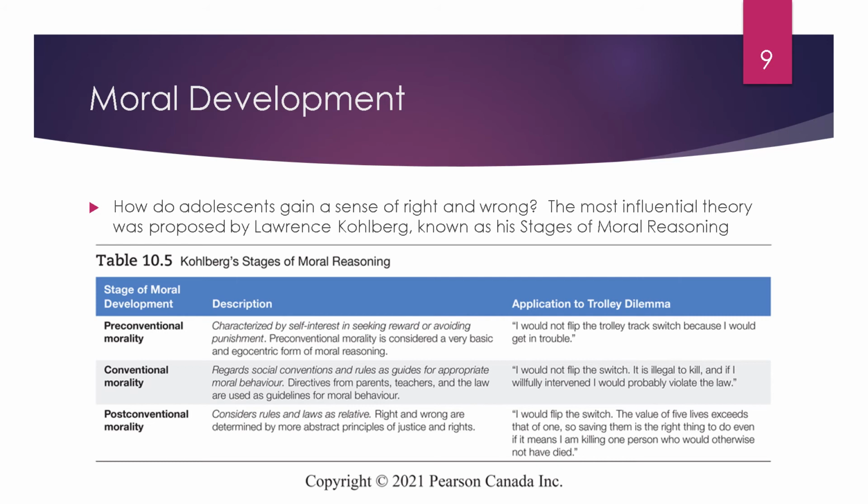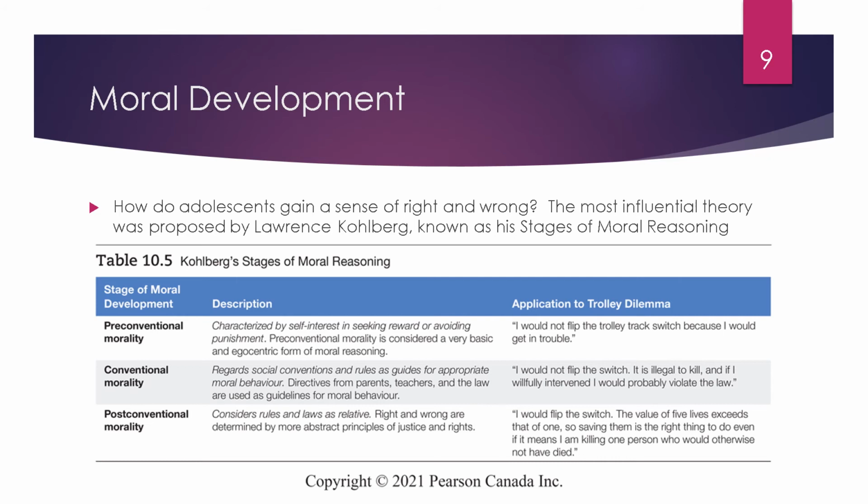So somebody who's in that conventional stage of morality would probably say, I would not flip the switch. It's illegal to kill, and if I willfully intervened, I would probably violate the law. So it's no longer about, I don't want to do it because I'll get in trouble, simply focusing on the self. This one does involve a bit more logic and reasoning, but it still tends to err towards what's socially considered acceptable. So I wouldn't do it because I might be breaking a law, and then I don't want to break that law. That goes against my moral code.